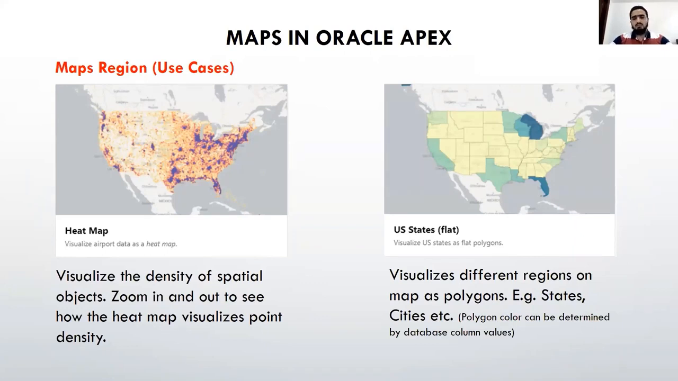The next one is to draw polygons based on different data, or we can draw polygons based on different regions. For example, in the example I have shown states, we are showing the United States and the cities in the form of polygons. So again, it's very simple. We just need to create the map region, and we just need to provide a SQL query that contains all the information related to these polygons.